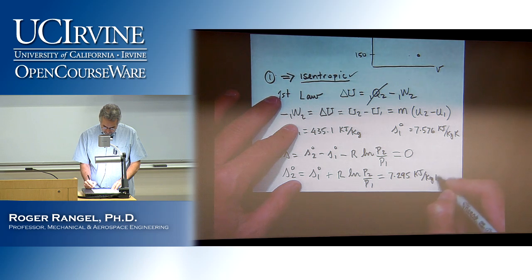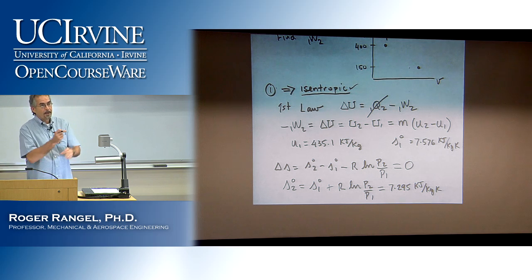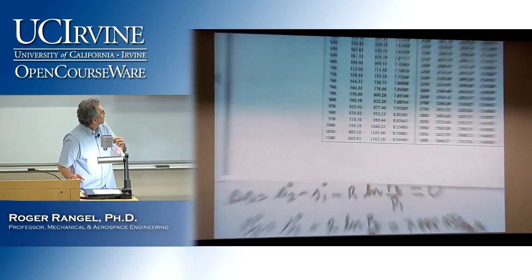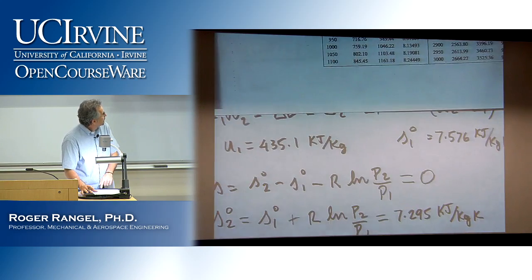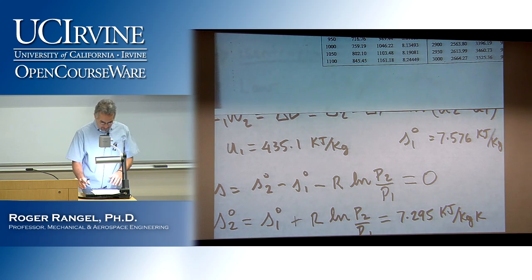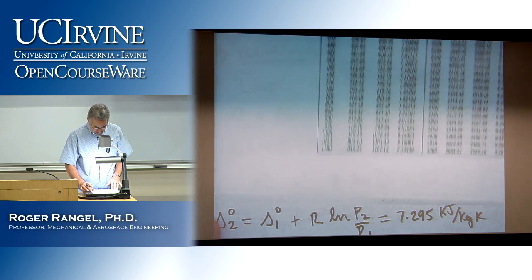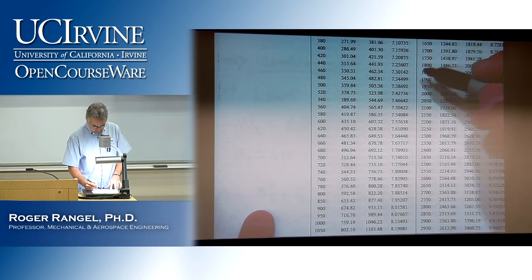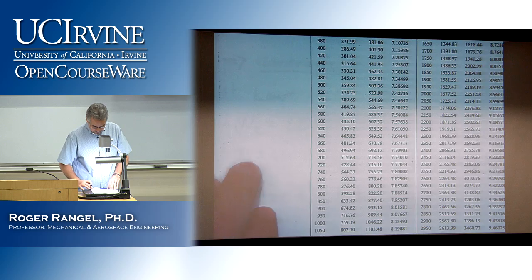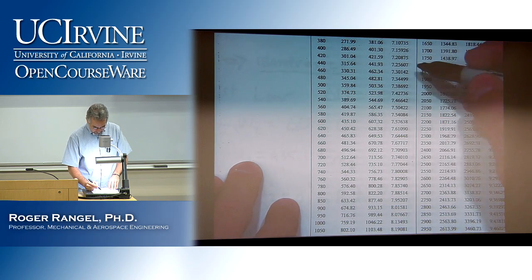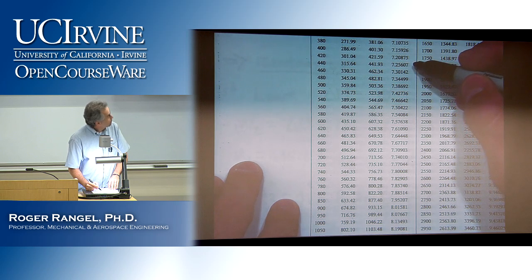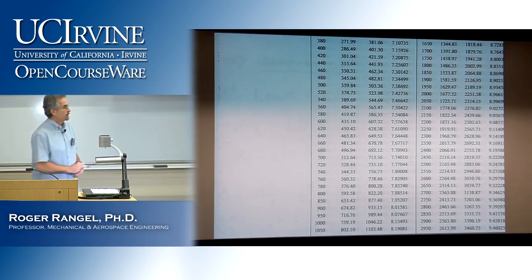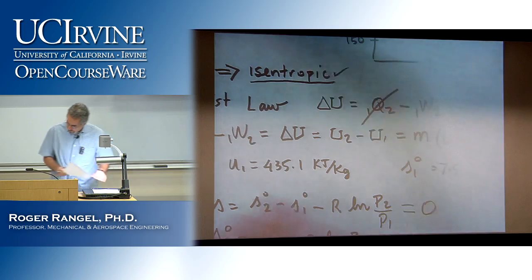Kilojoules per kilogram Kelvin. So now I have S2 super 0. So what I'm going to do is go backwards in the table. I'll go to the same table and look for S super 0, that is 7.295. So there is a 7.2... what is it? 7.295. So it's between these two, which means that it is between 440 and 460. Okay? I have to interpolate between 440 and 460.